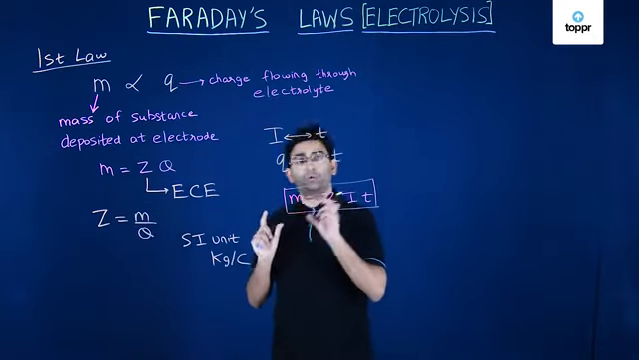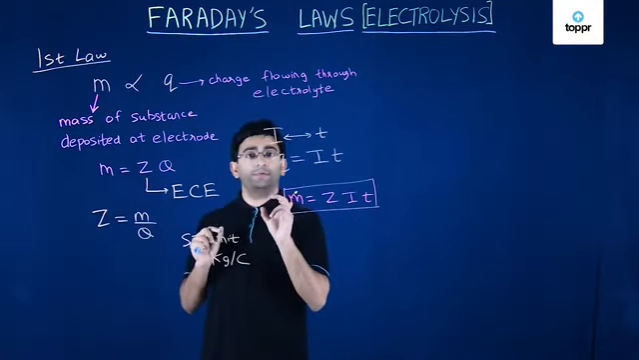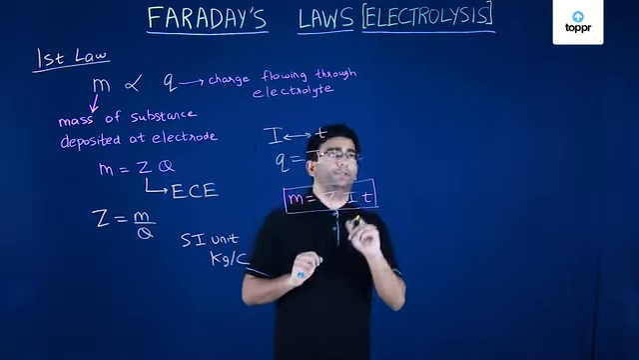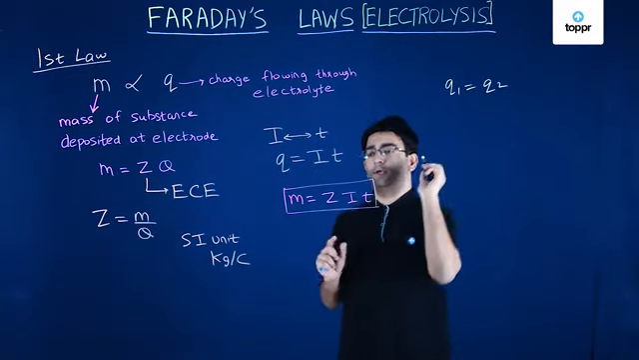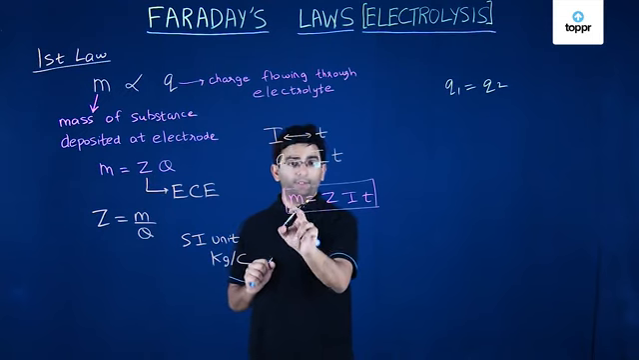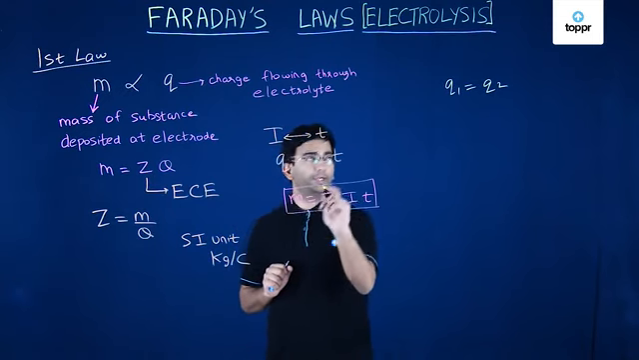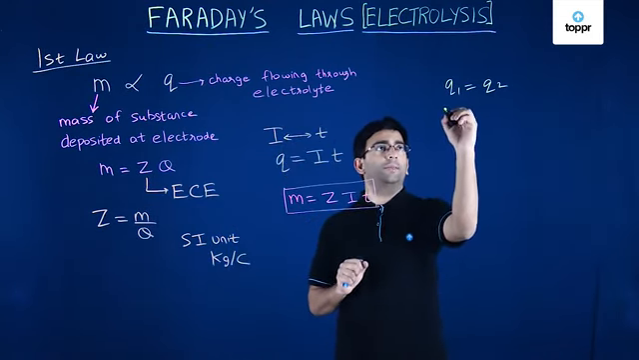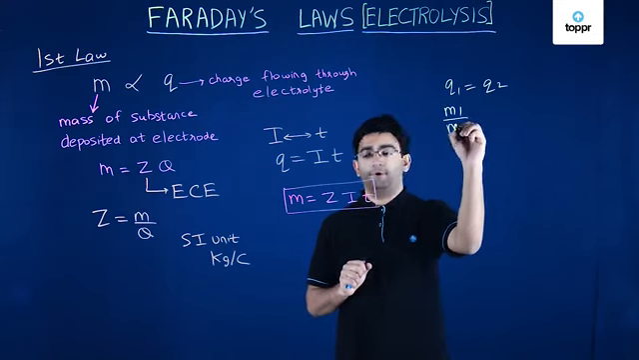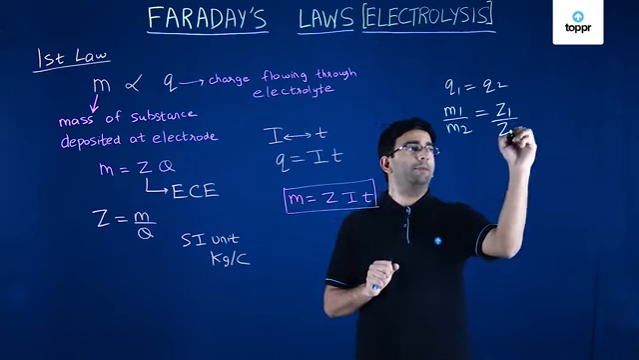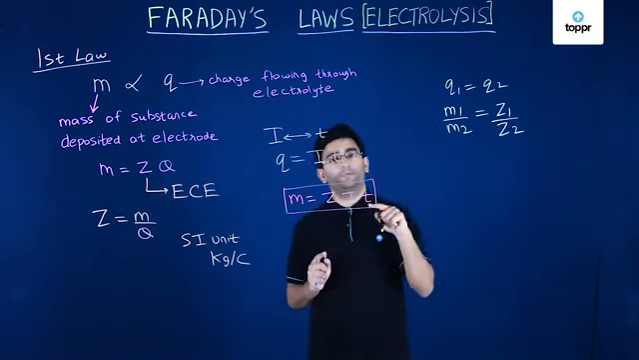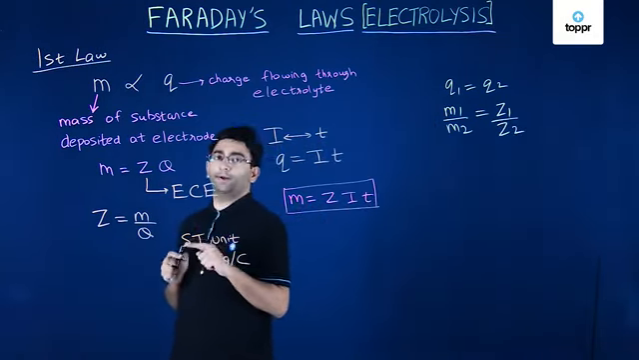Now let us consider two different cases when the amount of charge flowing through the electrode is the same. So Q1 is equal to Q2. In the expression, mass M is directly proportional to Z. So if charges are the same, we can write M1 divided by M2 is equal to Z1 divided by Z2. After this we will be discussing the second law of Faraday.